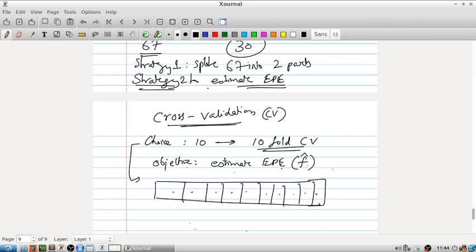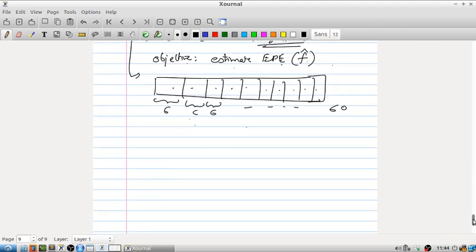By boxes, I mean, let's say this box has 6 observations, this box has 6 observations, this box has 6 observations, and so on. Maybe that only accounts for 60, but we have 67 in this example, but that's okay. And then we have 10 boxes, so we'll do this for each box. I'm calling it a box but we also call them folds, buckets, containers, whatever.